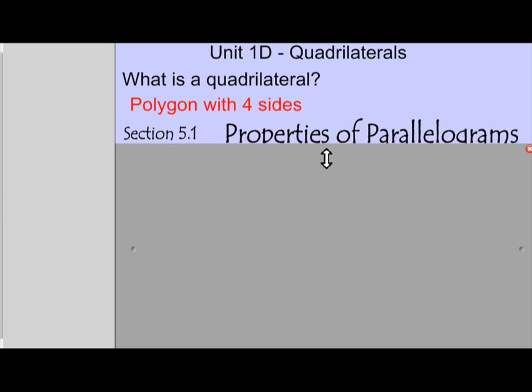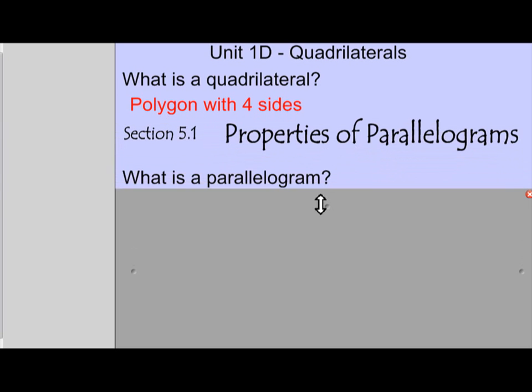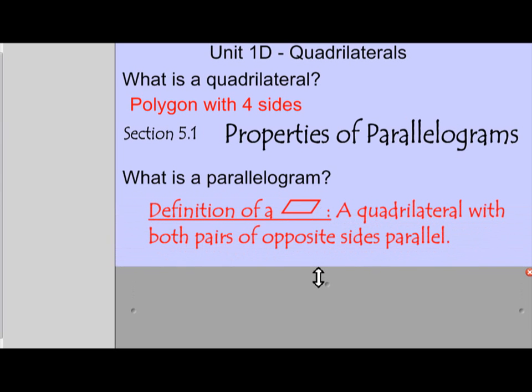That shouldn't be anything new, and neither should be the kind of quadrilateral we're going to focus on today, which is the parallelogram. So my next question is, what is a parallelogram? How would you define a parallelogram? So think about that for a second. The way we would define it is a quadrilateral, so four sides, with both pairs of opposite sides parallel, hence the name parallelogram, right? Both pairs of opposite sides are parallel.